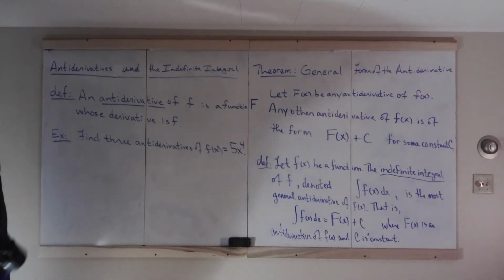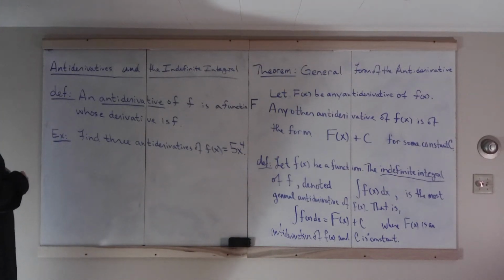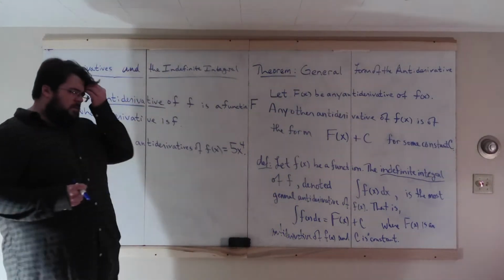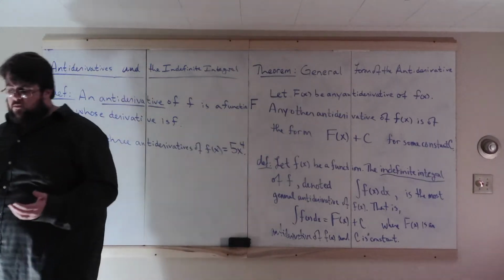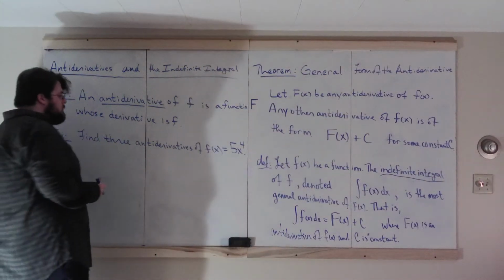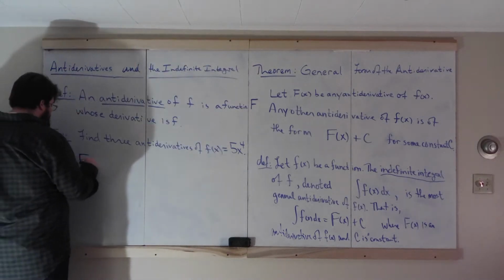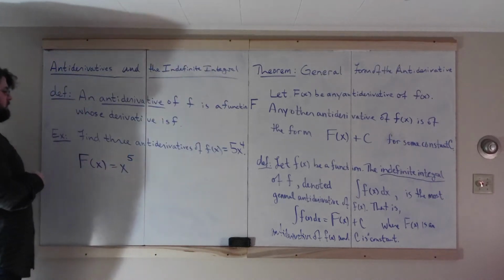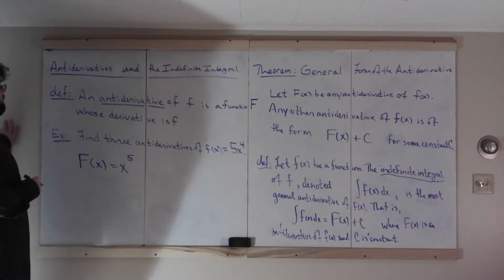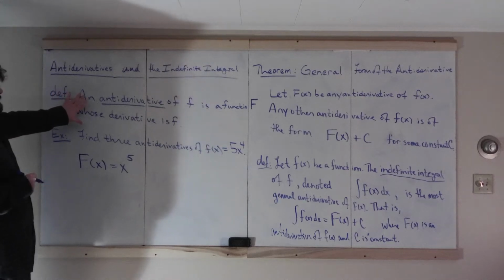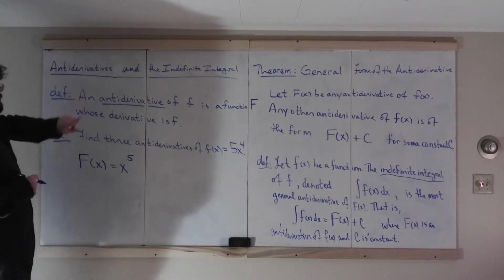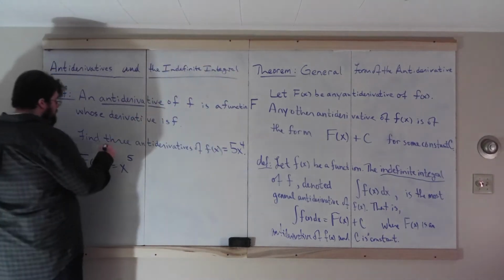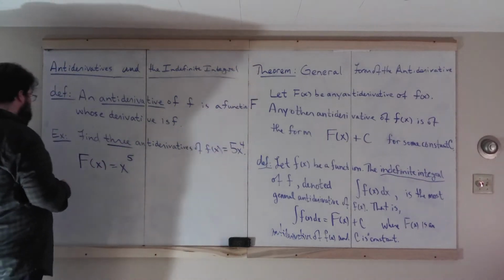Example: find 3 antiderivatives of lowercase f of x equals 5x to the fourth. Here, we're looking for a function whose derivative is 5x to the fourth. Well, we've seen 5x to the fourth before, I think. Here's one. If you let capital F of x equal x to the fifth, the derivative of capital F is 5x to the fourth. Capital F is an antiderivative of lowercase f because the derivative of capital F is lowercase f. Okay, there's a third of the credit. What else can we do?